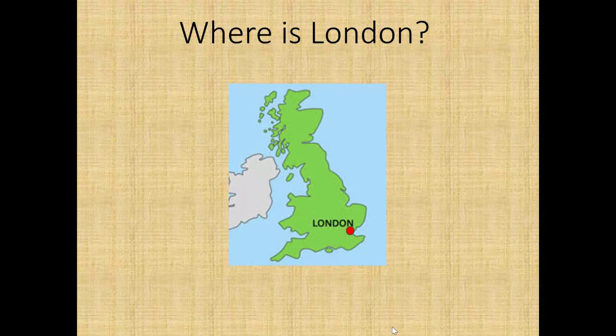So here you can see a little map of our country. This is Great Britain and it's an island. So the green bit is the land and the blue bit around it is the water. We live on an island and that red dot, that's where London is.